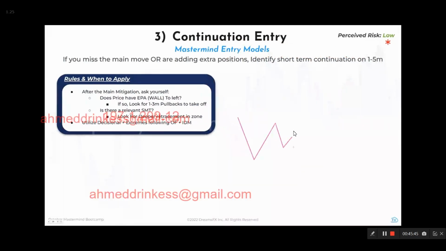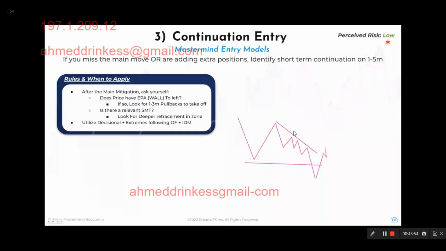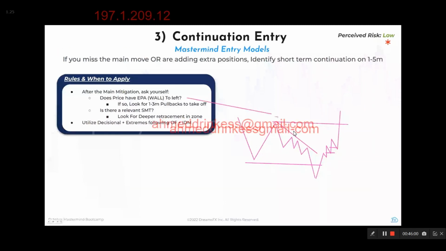Okay, and I'm just going to go draw this again. If this is where price is, and now it's up here, and if we have a wall, does price have a wall to the left? Yes. If so, look for 1 minute continuations like this and get in like this, expecting the wall to break. This is for right here.